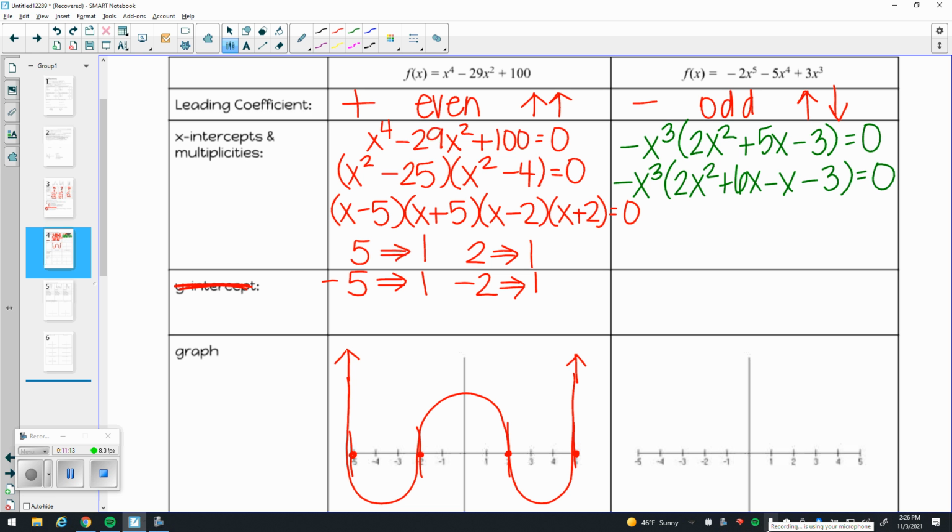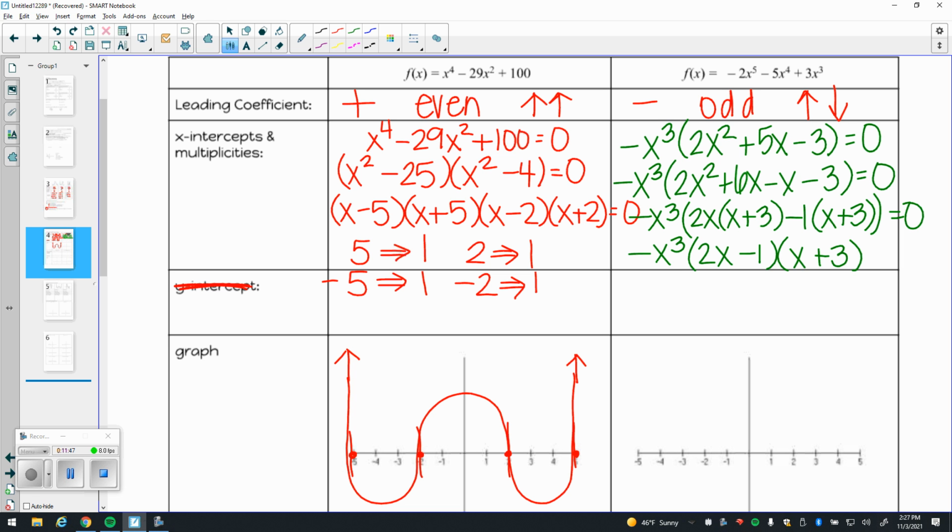How do I factor 4 terms? Group it, right? So I have negative x cubed. What's the GCF of my first group? 2x. I'm left with x plus 3. The GCF of my second group is negative 1. I'm left with x plus 3. Still equals 0, yeah? Last thing: negative x cubed times 2x minus 1 times x plus 3. This still equals 0, yeah? Am I completely factored now?